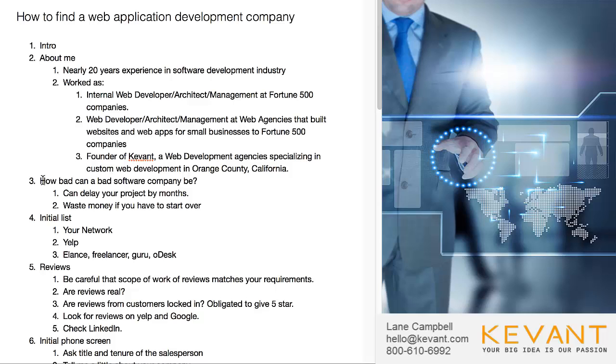So to get started, how bad can a bad software company be? Unfortunately, what happens pretty often is if a company selects the wrong company or developer to do their project, ultimately it can delay the project by months. It can sometimes take weeks or even months before you determine definitively that, hey, we got the wrong developer or we got the wrong company. They're not able to perform the tasks and build the system that we had originally envisioned.